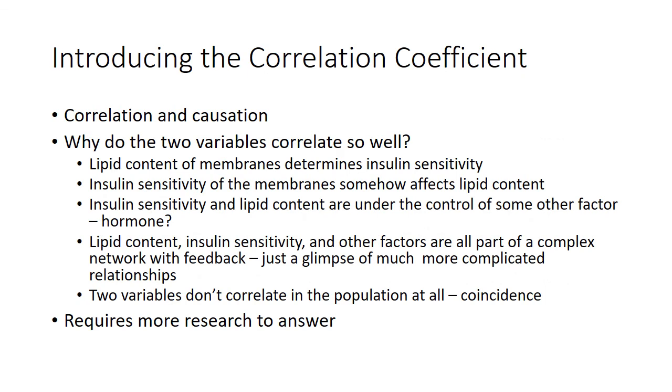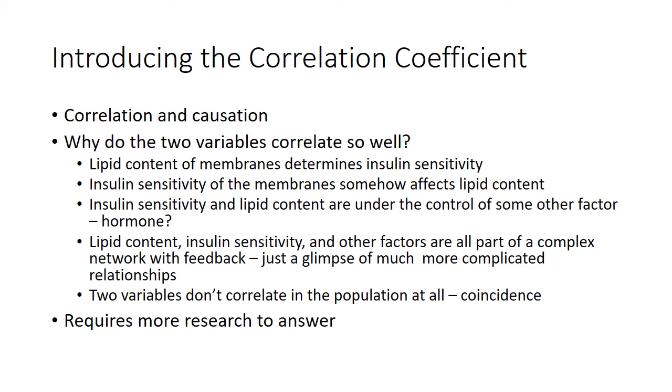So looking at the relationship between correlation and causation, I'm sure you guys are very well aware that correlation does not imply causation. So one does not necessarily predict the other in these cases. So the question is, why do these two variables tend to correlate so well? Does the lipid content of the membranes determine insulin sensitivity? That's one possible explanation. Perhaps the insulin sensitivity of the membranes is somehow affecting the lipid content. It could be the other way around, where one is begetting the other. And then perhaps we can find that insulin sensitivity and lipid content are just under the control of some other factor altogether. Maybe there are other hormones that we're not necessarily looking at.